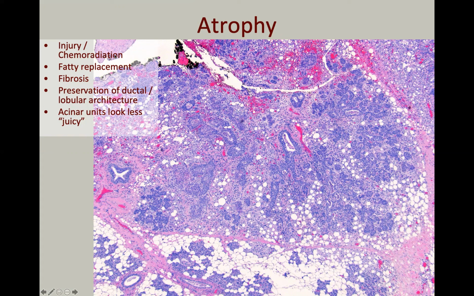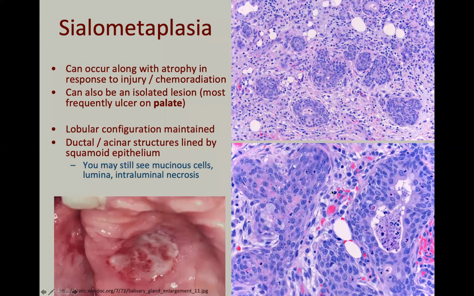of course at U of C, we see a lot of patients who've undergone chemoradiation for other head and neck cancers. The gland can undergo fatty replacement as seen at the bottom. It can undergo fibrosis, inflammation, but generally the ductal lobular architecture is preserved. You can see a duct here with acini still clustered around this central duct. And sometimes in the context of atrophy, the ducts and acini also undergo sialometaplasia, which is basically squamous metaplasia of salivary ducts. So sialo meaning the salivary, so squamous metaplasia of salivary.